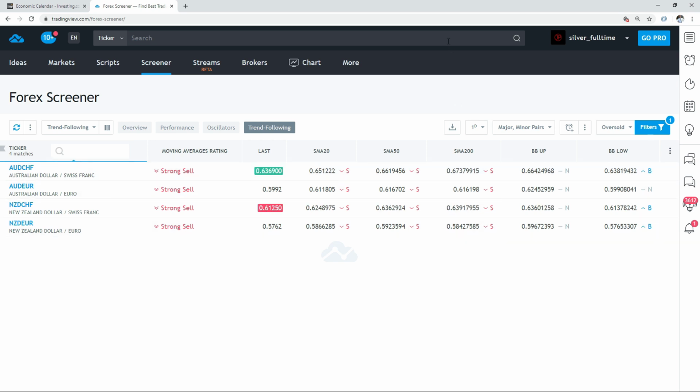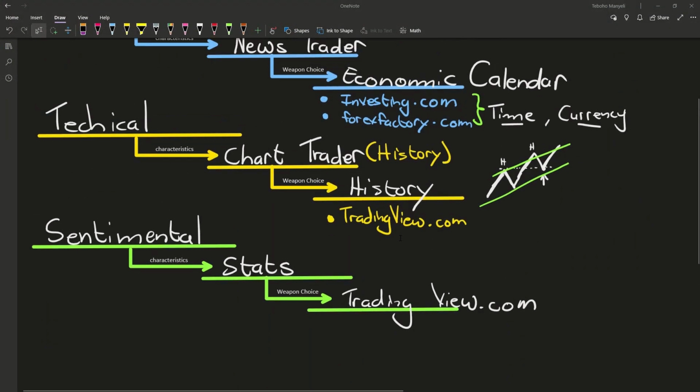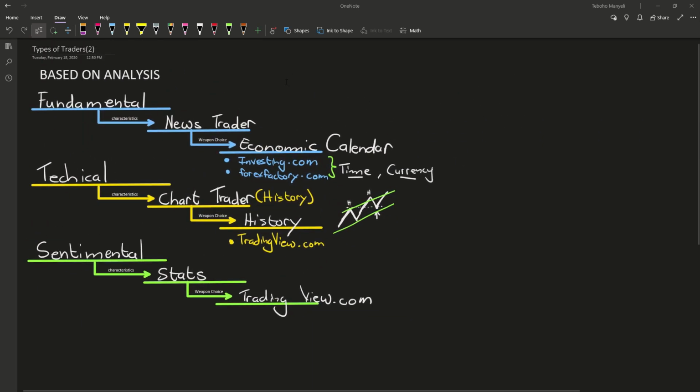So that's it for the 3 types of traders in the market, based on the way that they look for or search for information. So it's either the guy that uses news to make trades, uses charts, your technical, or uses stats, your sentimental. It really doesn't matter. You can make money in all three.